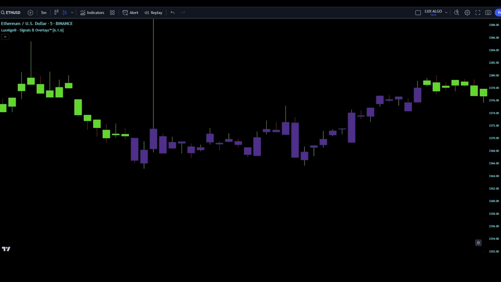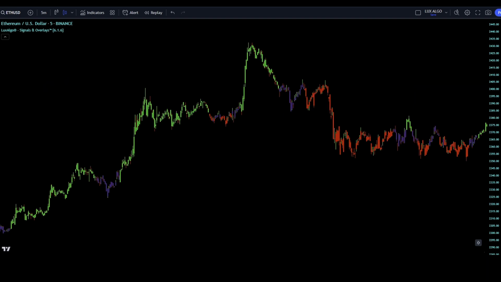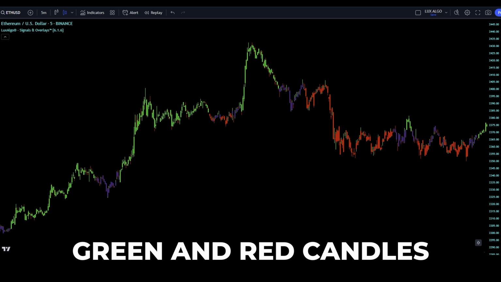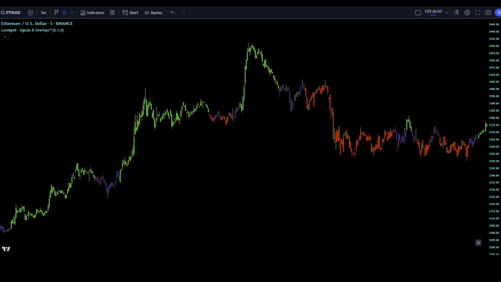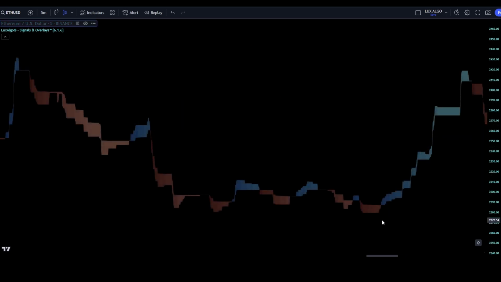The purple-colored candles show us a normal activity, so for our strategy, we are going to use only the green and red candles to enter the trades. Finally, let's understand the logic behind the Neo Cloud.